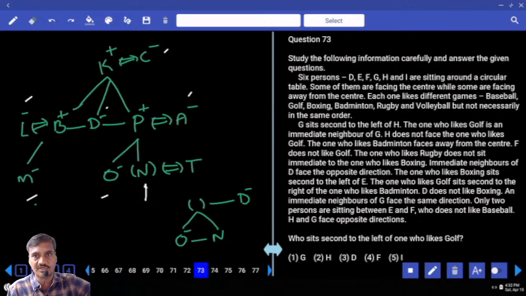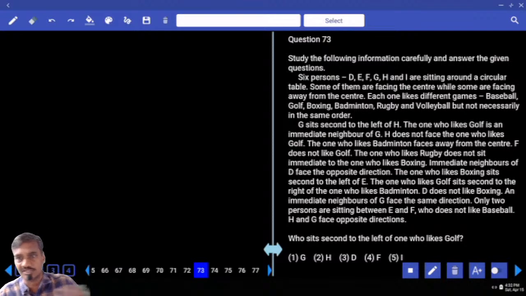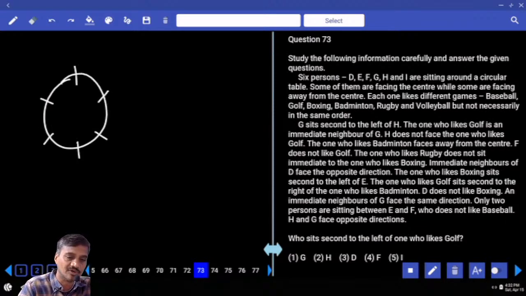Then 73 onwards. Now how many persons are there? There are only 6 persons. And some of them are inward and some of them are outward. And at the same time, each one of them plays a different game as well. Isn't it? Then only 6 persons were there, then we can work it out in the first priority. Now 6, some inward and some outward.